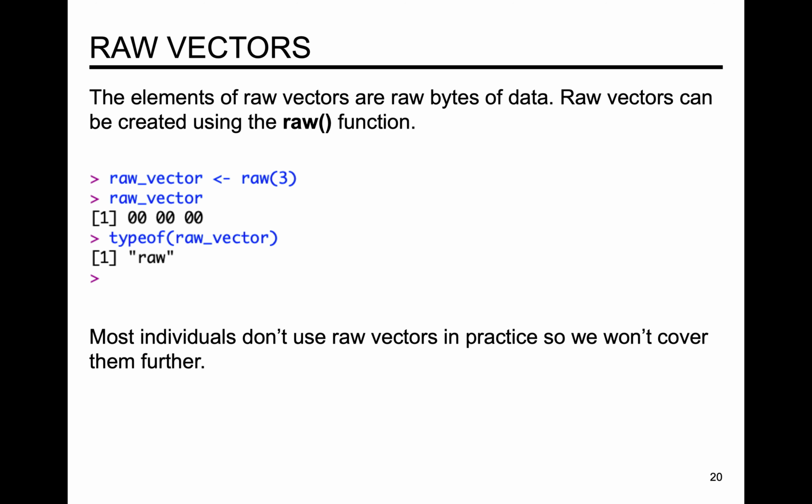Another uncommon vector type is the raw vector type. The elements of raw vectors are raw bytes of data and can be created using the raw function. I probably won't cover these further, but I just want you to be aware they exist. In my videos, I'm probably going to just concentrate on logical, integer, double, and character vectors.